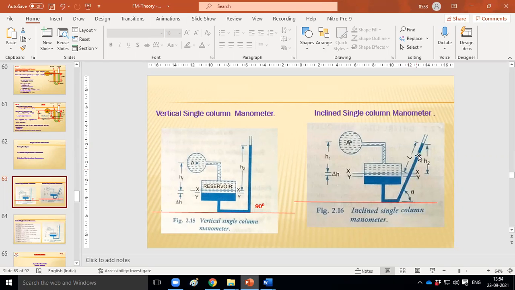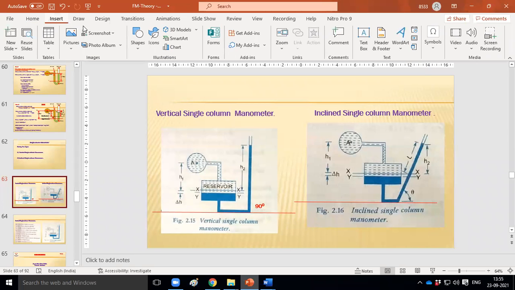In this figure, we can extend this YY line horizontally, and mark a vertical line from this surface down to the YY line. Where will the right angle be? At this point there will be the right angle. I will show you the line here. You can just see here.